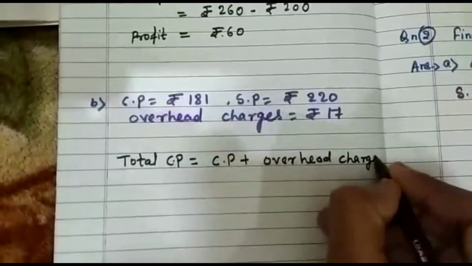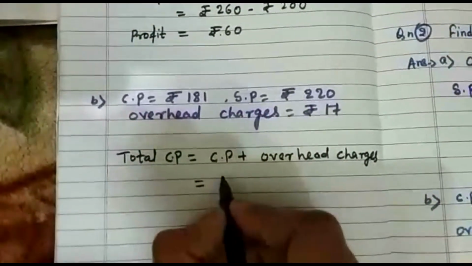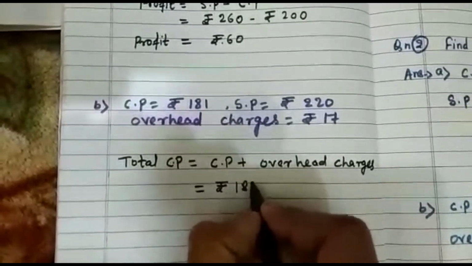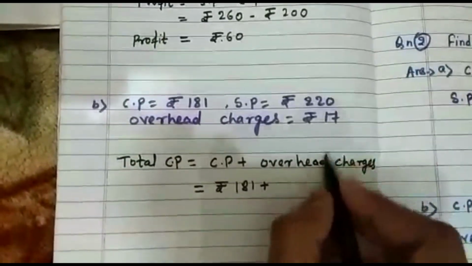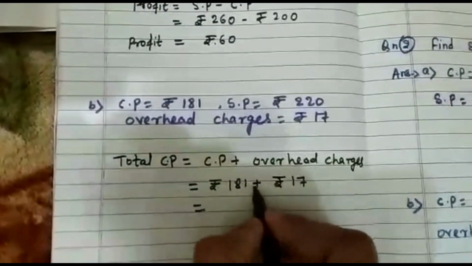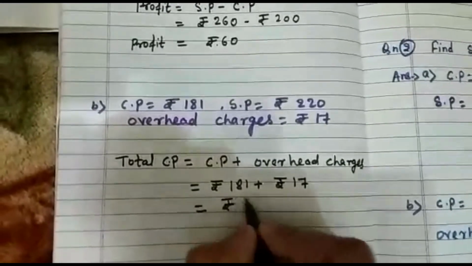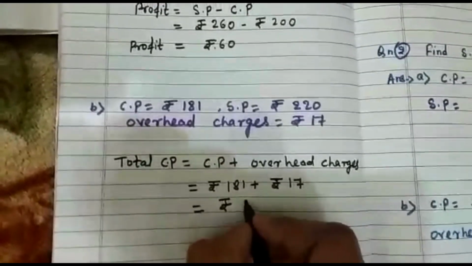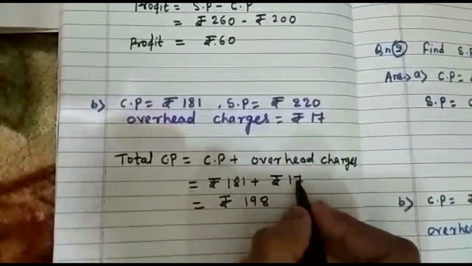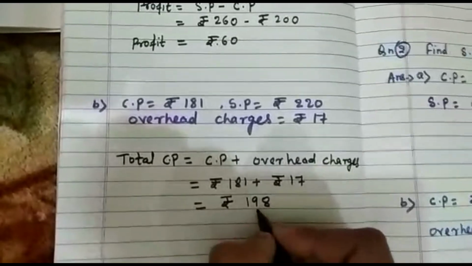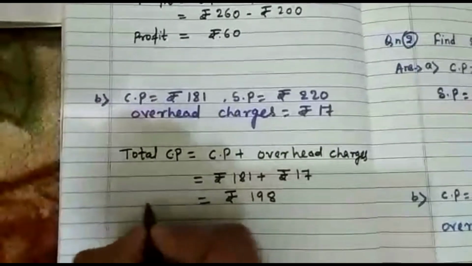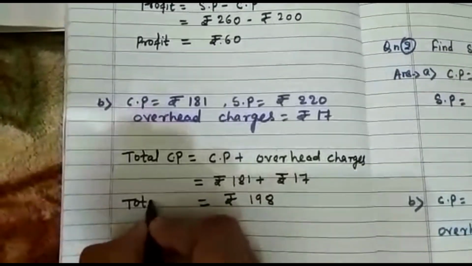Okay. So CP in the question is given as 181 rupees plus overhead charges of 17 rupees. When you add this 181 and 17, you will get 198. 7 plus 1, 8. 8 plus 1, 9. And then 8, 1. So 198 rupees is the total CP for this question.